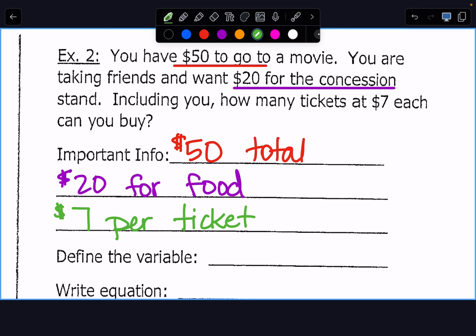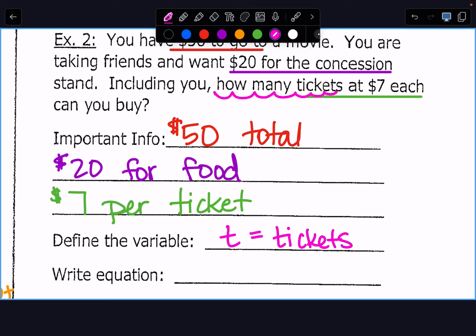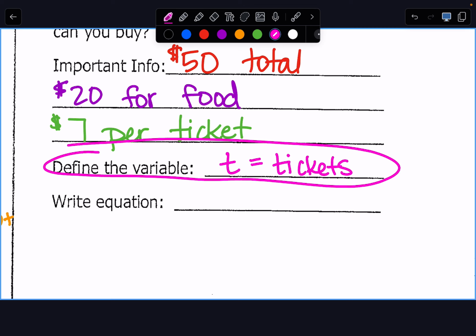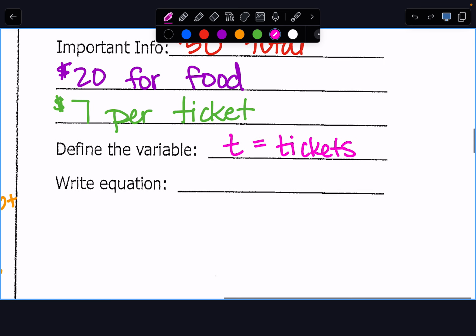Okay. What are we trying to find in this problem? How many tickets? Okay. So I'm going to make our variable t for the number of tickets. Does that sound okay? This is easy? Why do we have to do all of this? Okay. This is non-negotiable right here. You have to tell me what your variable means. In your homework, I will not make you list this stuff out, but it's something that you need to mentally think about. Okay? Now, our equation.